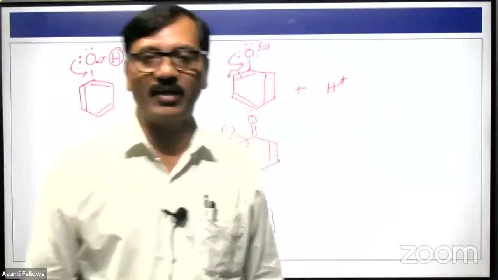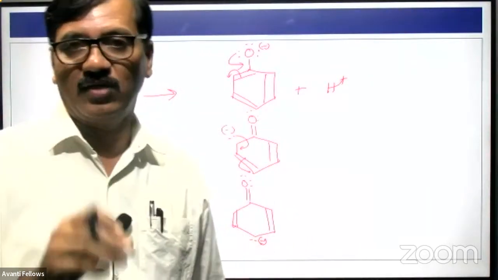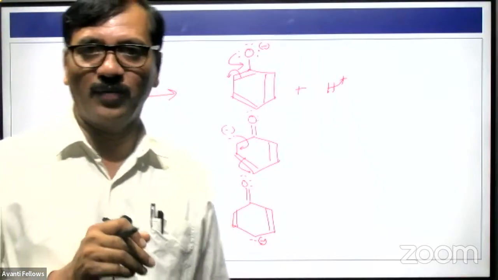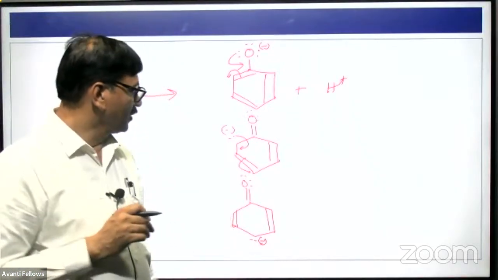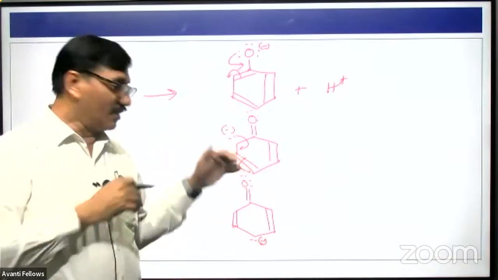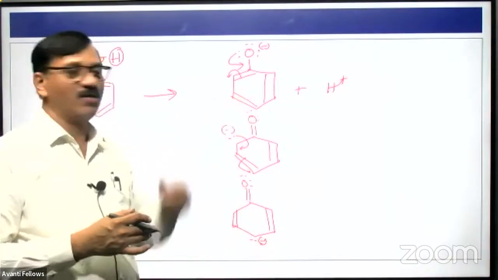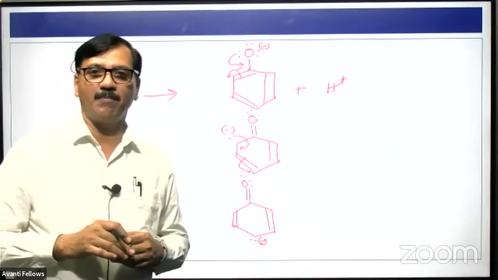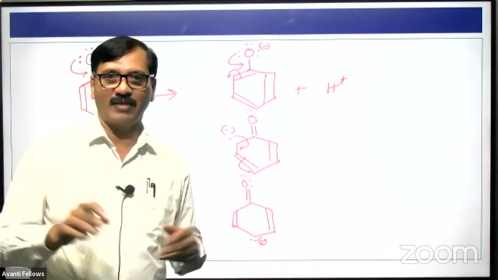This is the way of writing the intermediates in a proper way, right? Give the account of electrons. That is a very, very important thing, right? Now, because of this dispersal of charges, this becomes stable. Phenoxide ion becomes stable.